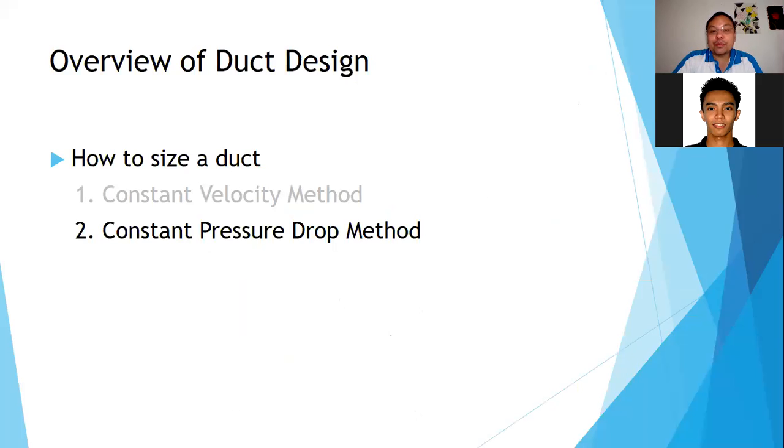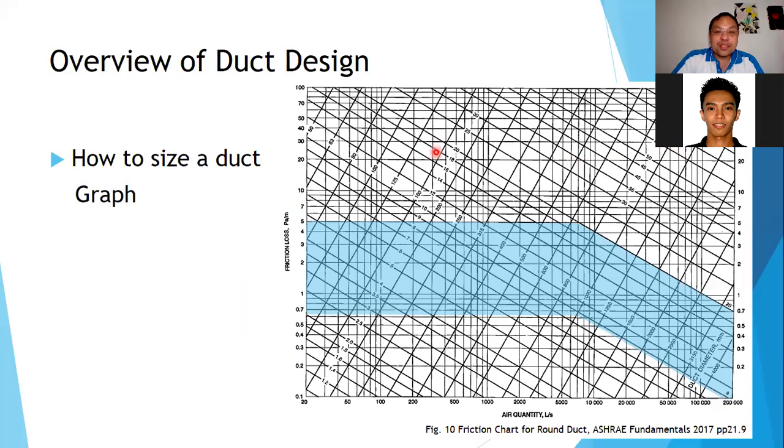So that's the velocity method. So now we're going to the pressure drop method. For pressure drop, we'll use this graphical sizing from ASHRAE. ASHRAE says this shaded portion, the blue shaded portion, these are the areas in which you can use your pressure drop.